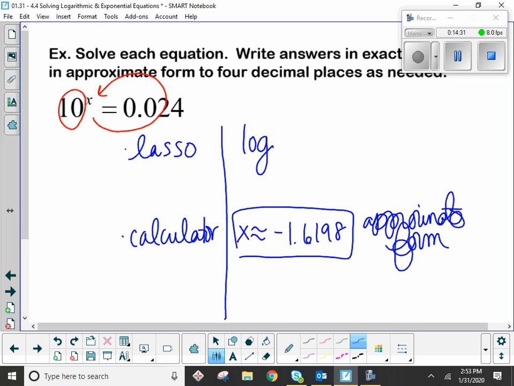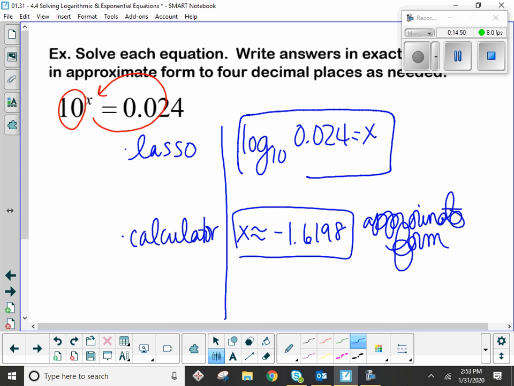It's log base what? 10 of 0.024 equals x. And that is your answer. And I apologize. One thing about base 10 is it's a common log. You actually don't have to write it at all. This is equivalent to writing log of 0.024 equals x. Those are the same. It's only base 10 that you can do that with, though, where you don't have to write it at all. It's called common.